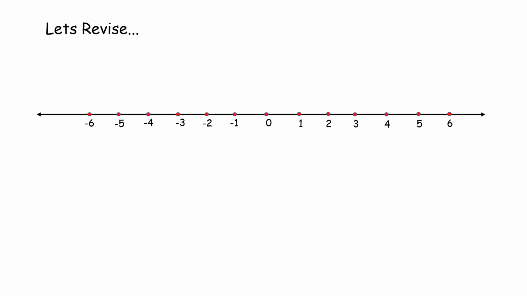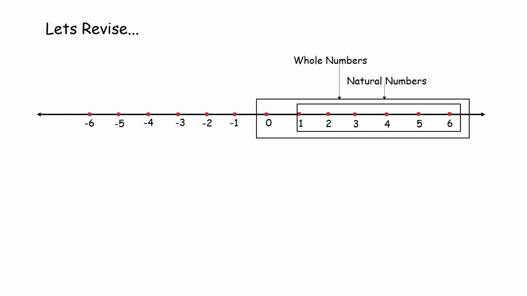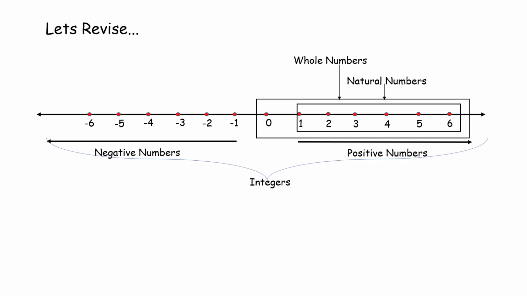Friends, first we'll revise number types that we have studied in our previous video with the help of this number line. All positive numbers starting from 1 to infinity are called natural numbers. All positive numbers starting from 0 to infinity are called whole numbers. Combining both positive and negative numbers, we get the set of integers. Now what about these values which are lying somewhere in between these complete numbers? These are rational and irrational numbers.